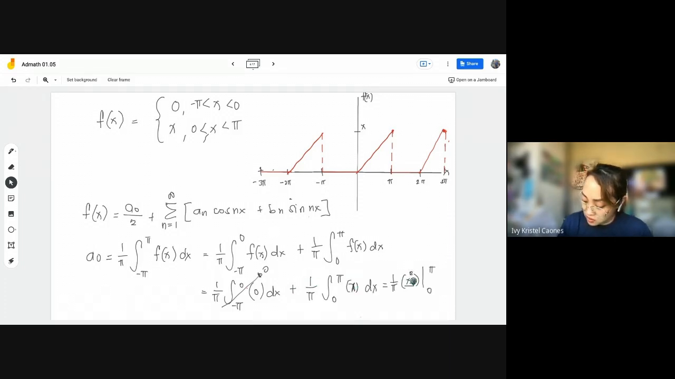So this is 0 plus 1 over pi integral dx. X squared over 2. Our function is 0 and the value of x. We have x as the height, so it will be the function of x, and this 0 to pi should have the value of x. So the integral of x dx will be x squared over 2, which will give you 1 over pi times pi squared over 2, which is pi over 2 as your a sub 0.